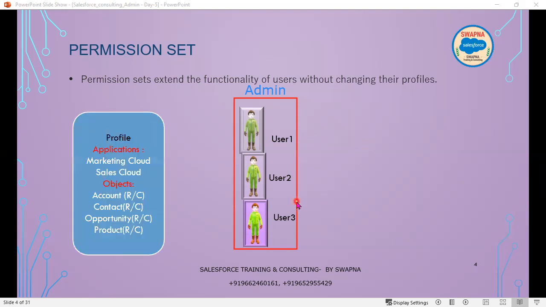we have already created a profile. Application where we have given marketing cloud, sales cloud, and object level where we have given access: account, contact, opportunity, product, right? These are the profile level. Already we have created a profile and we assigned the profile to user 1, user 2 and user 3. Now this is working perfectly fine.